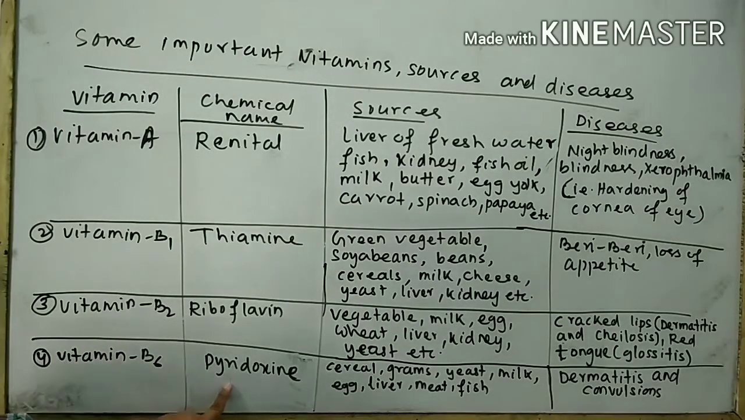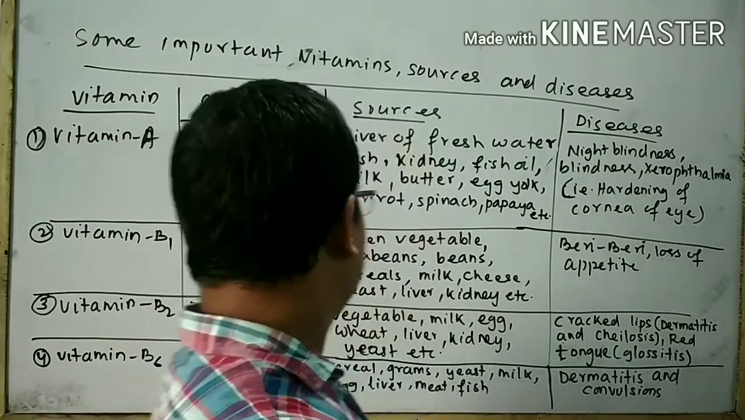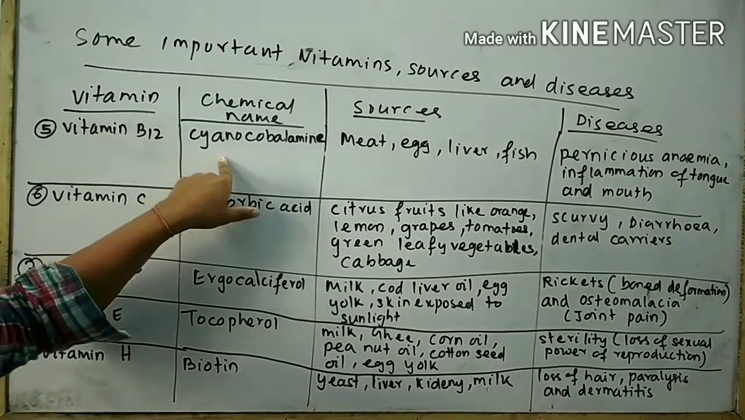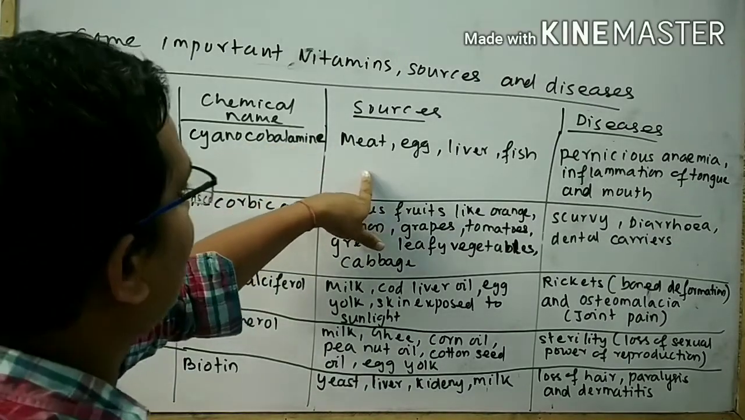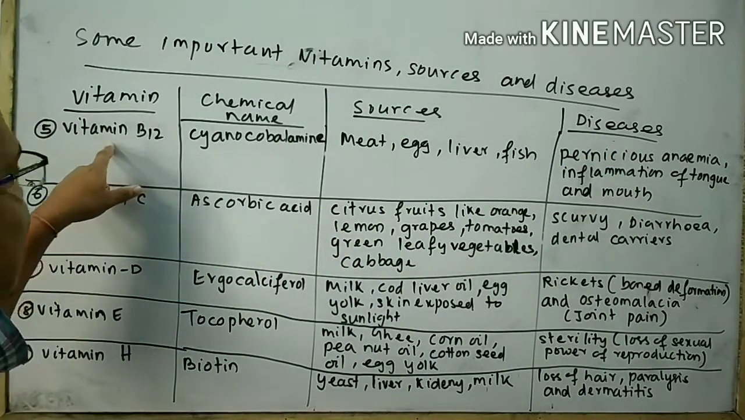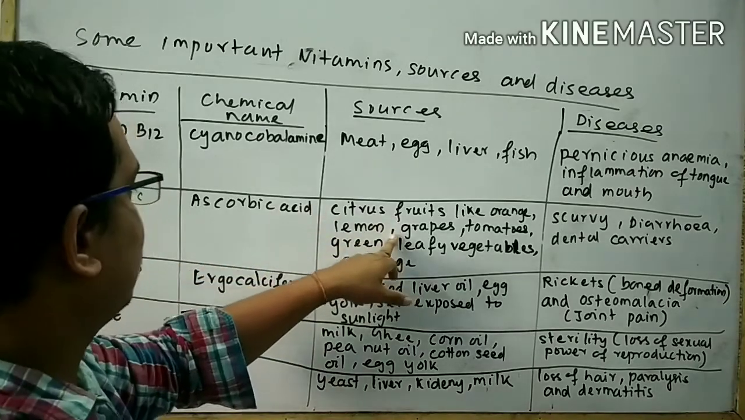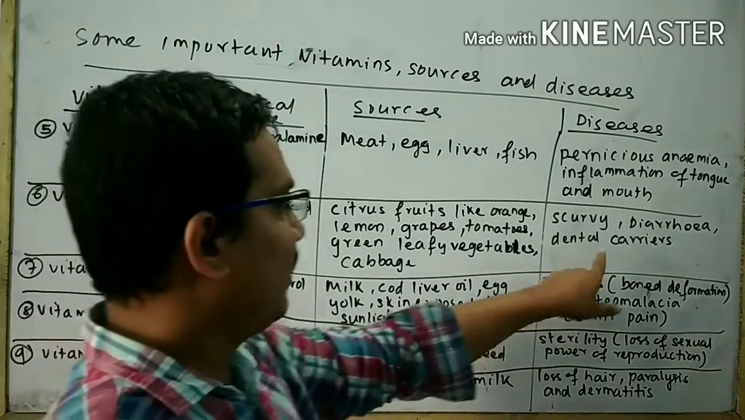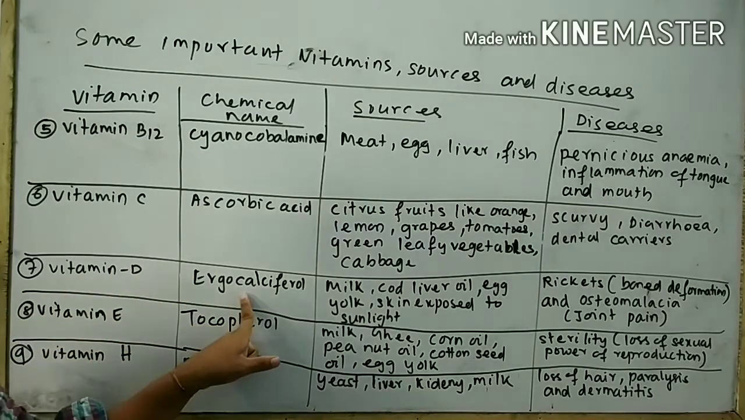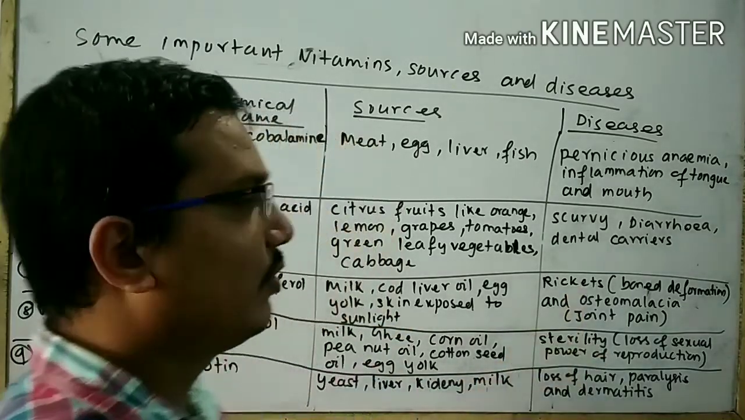Vitamin B6 has the chemical name pyridoxine, and these are its sources and the diseases due to its deficiency. Vitamin B12 has the chemical name cyanocobalamin, and the sources are meat, egg, liver, fish. Vitamin C has the chemical name ascorbic acid. Vitamin D has the chemical name ergocalciferol, with its sources and the disease caused by its deficiency.